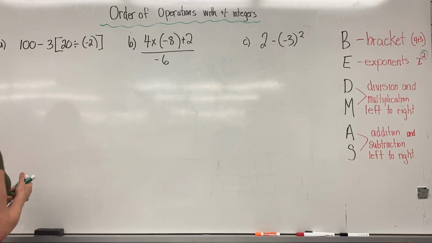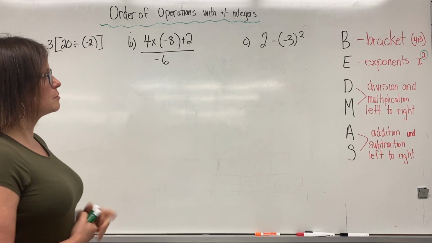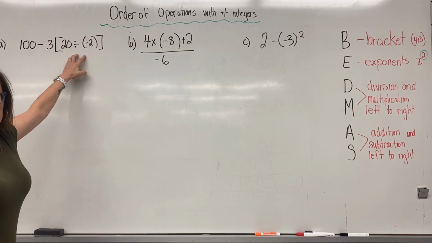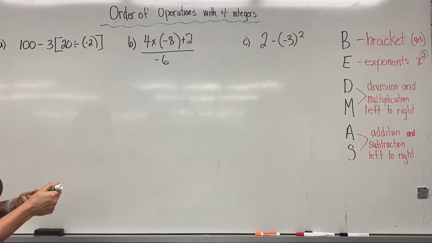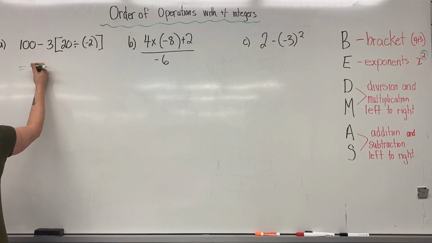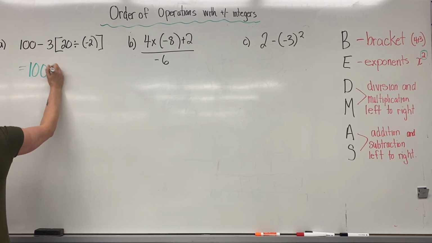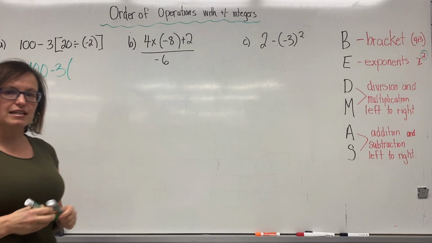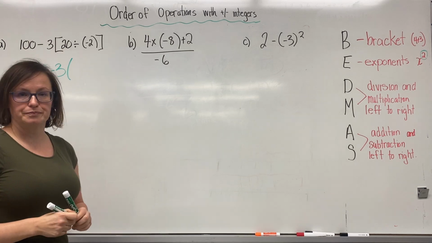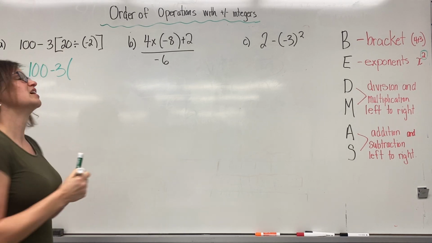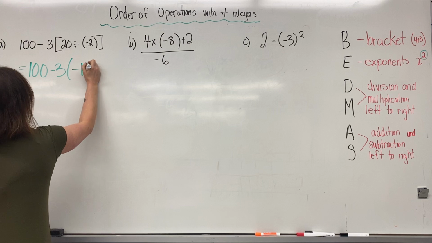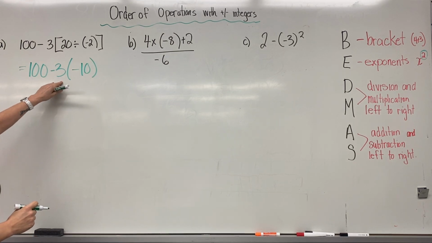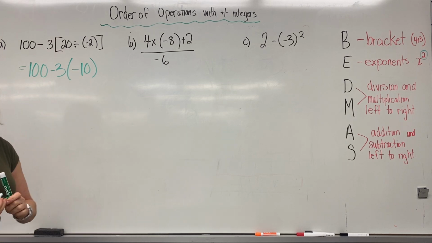All right, so looking at my order of operations, B comes first, so brackets. So I have my bracket here, I have an operation within it, so I need to solve for that first. So everything else in my equation stays the same. So 100 subtract 3 multiplied by, and 20 divided by negative 2 is negative 10. So my new equation is 100 subtract 3 multiplied by negative 10.